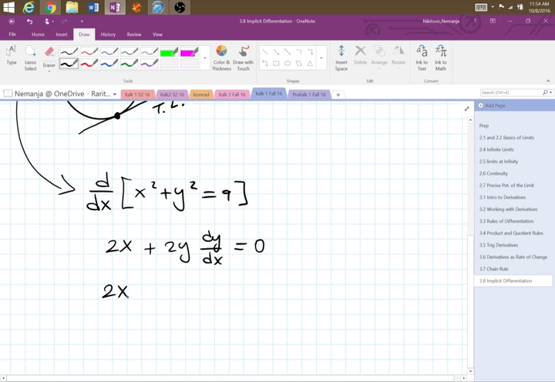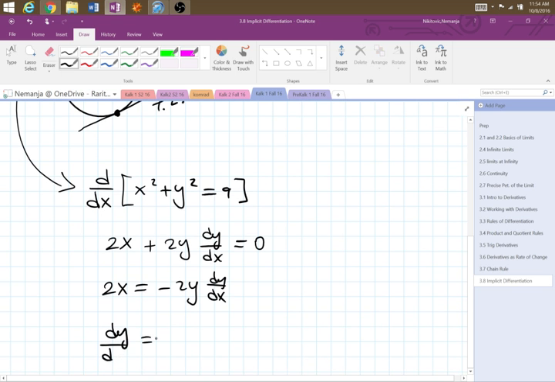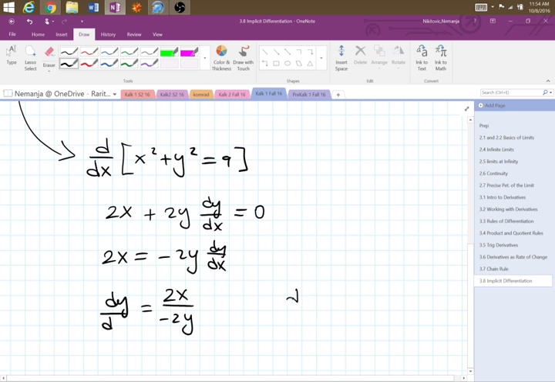So 2x is equal to negative 2y dy dx. Divide by negative 2y on both sides. So dy dx is equal to 2x over negative 2y. And finally, derivative dy dx is equal to negative x over y. And that's the answer.